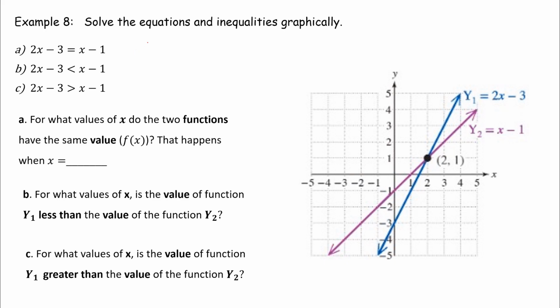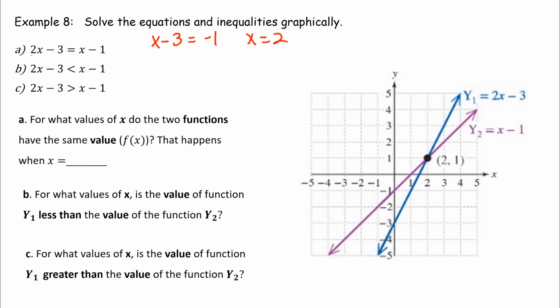Well, you know how to do that algebraically. All you have to do is subtract x on both sides, and you'd have x minus 3 equals -1, and then you add 3 on both sides, and you'd have x equals 2. That's the solution. But we don't want to think of it algebraically. We want to think about it graphically.